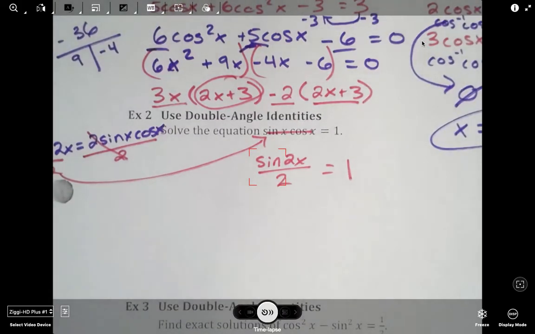I don't think this has a solution. Therefore, there is no solution. Is that what the book says? Yay, great. Okay, so we're on the right track.